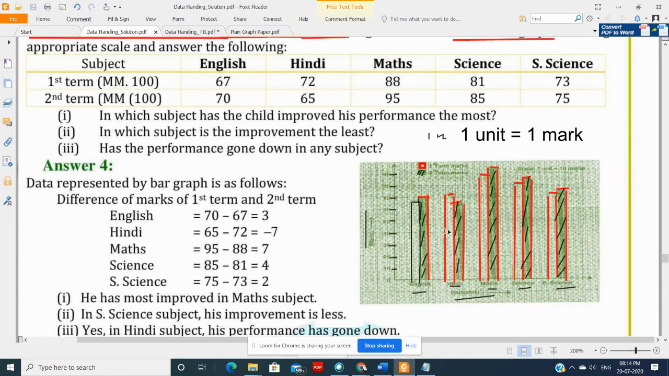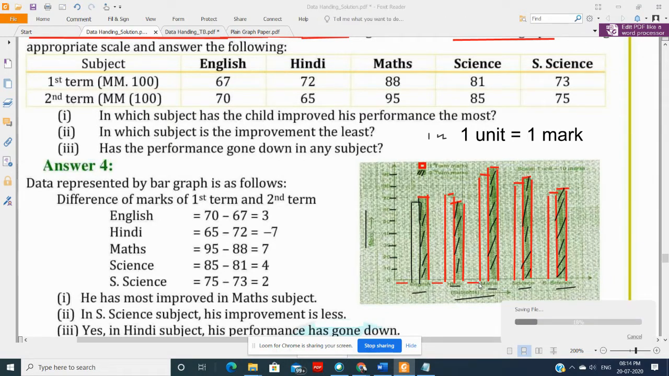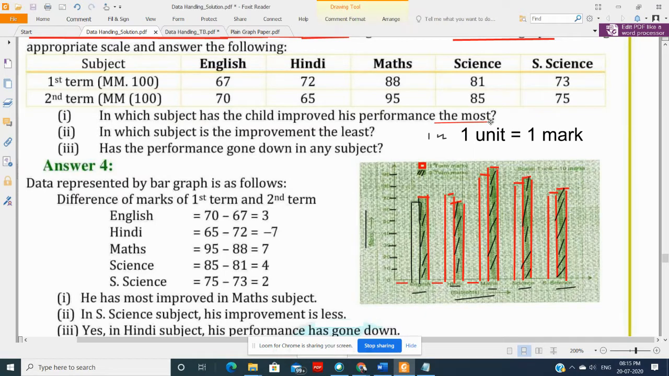So this is how you keep on representing this data. All right, again, as I said, if you leave one whole box here, okay, let me just draw it here, here also you have to leave one whole box, so that this uniformity is maintained. And this is how you show this graph, and then you give the answers. Let's see. First is, in which subject has the child improved his performance the most? Means in which subject he has improved the most.